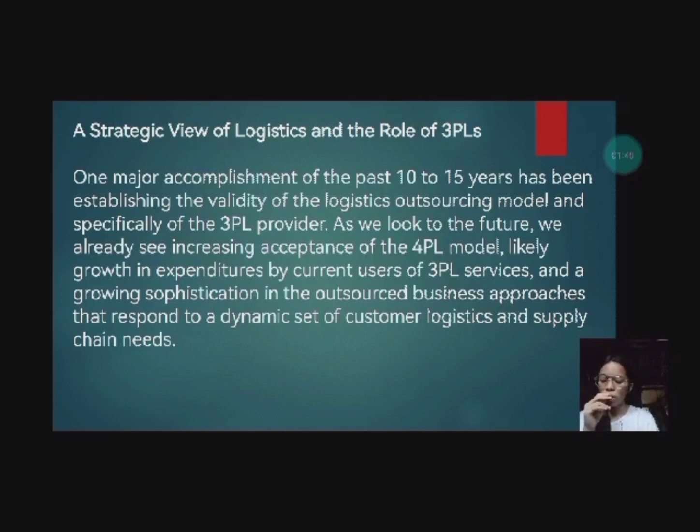The success of the logistics outsourcing model, especially with the involvement of 3PL, third-party logistics, set the stage for ongoing advancement in the industry. That's all.